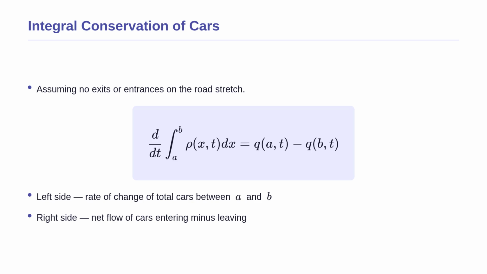With our variables defined, we can establish the core physical principle holding the model together: the conservation of cars. Conceptually, if there are no exits or entrances on a stretch of road, cars cannot simply vanish or appear out of nowhere. The integral on the left side counts the total number of cars currently located between point A and point B. The time derivative outside measures how fast this population is changing. On the right side, we calculate the net flow by taking the flux of cars entering at point A and subtracting the flux leaving at point B. If more cars enter than leave, the total number inside must increase.